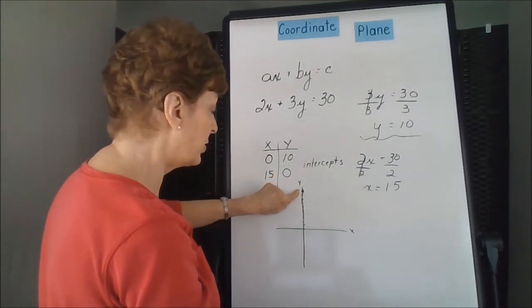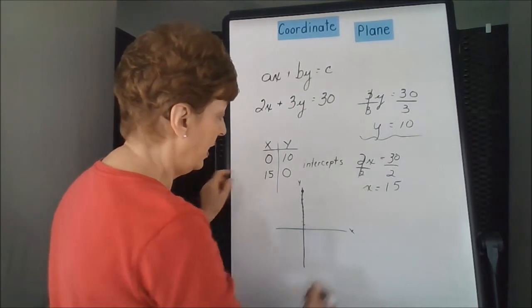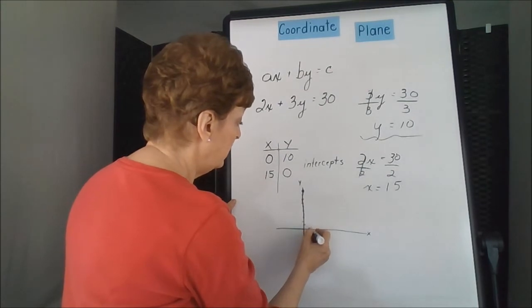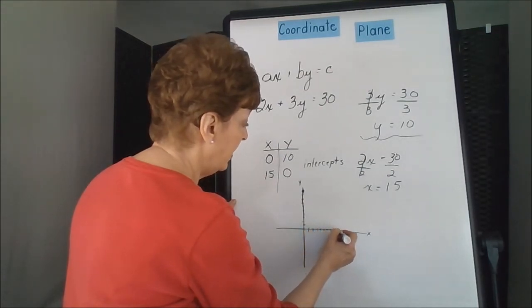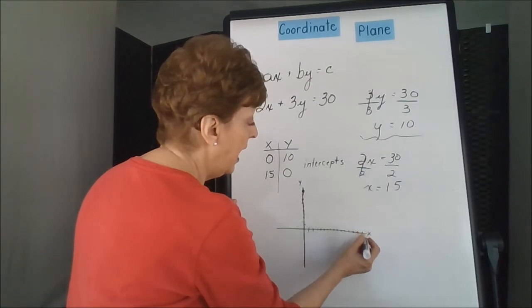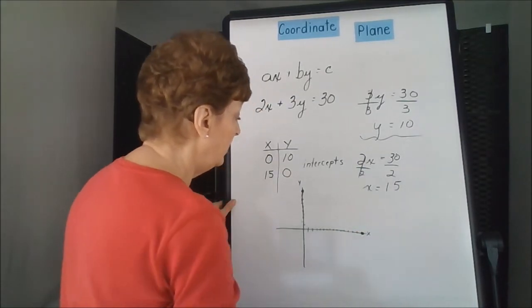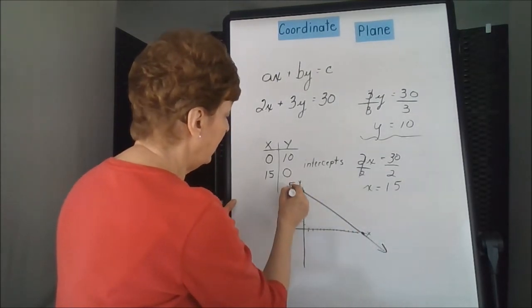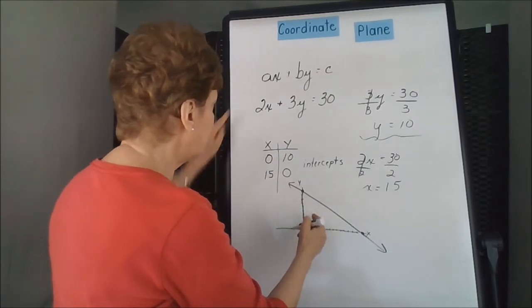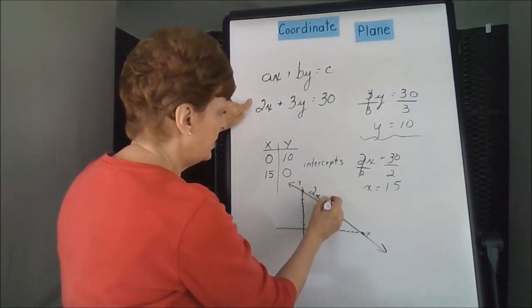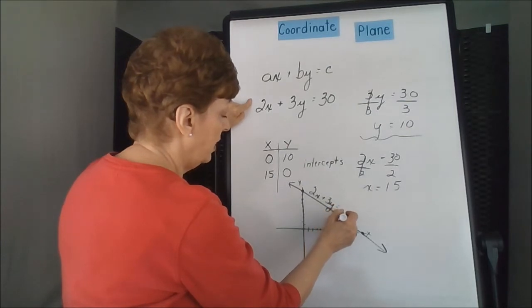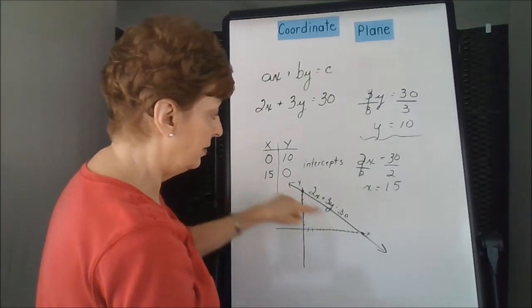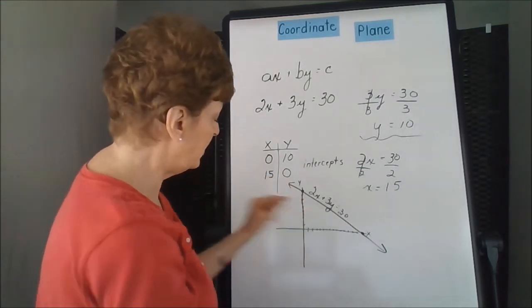It's called a y-intercept. And on the x-axis, we're going to go out 15. 1, 2, 3, 4, 5, 6, 7, 8, 9, 10, 11, 12, 13, 14, 15, and place a dot there. Now all we have to do is connect our dots, and we have made the line. This line represents 2x plus 3y is equal to 30. It's a negative slope because it's going downward.